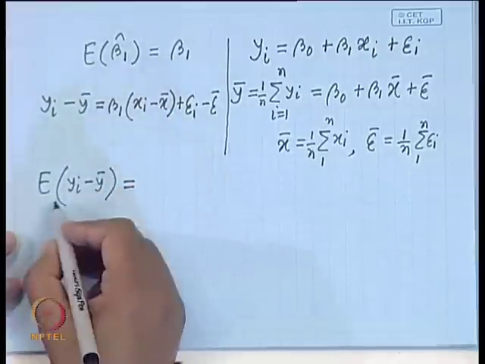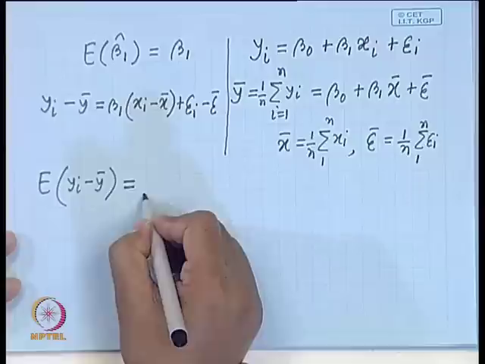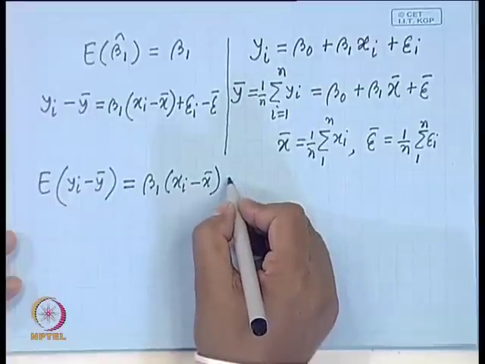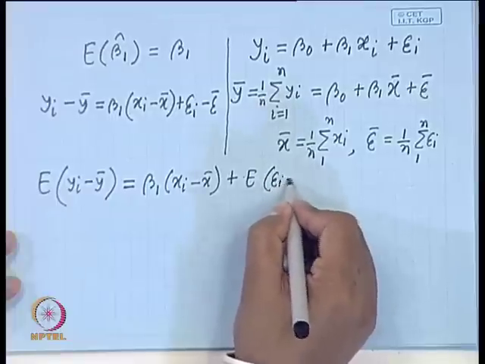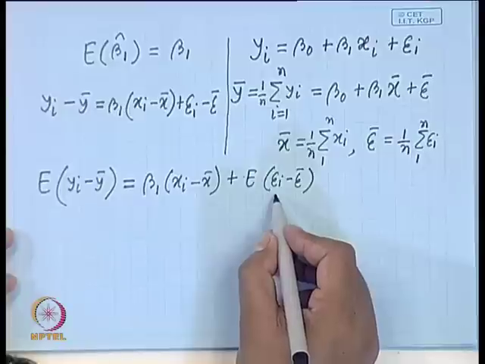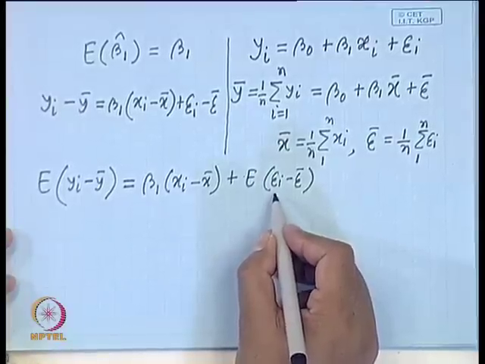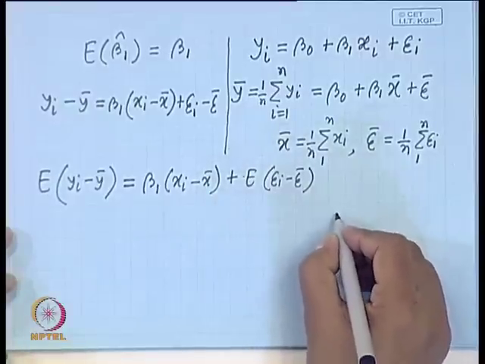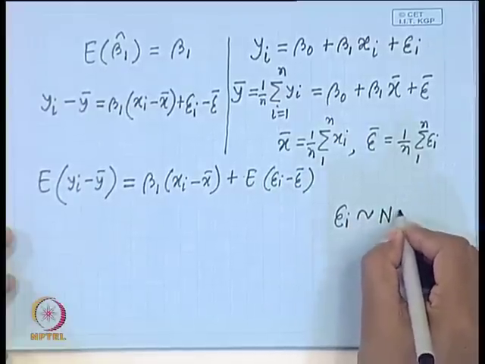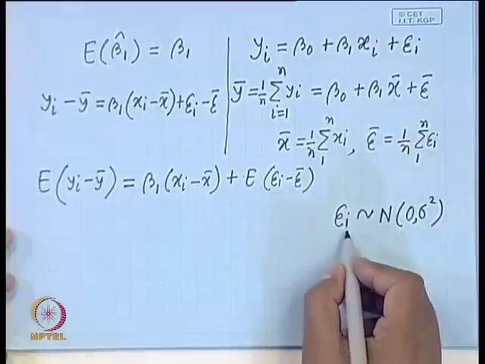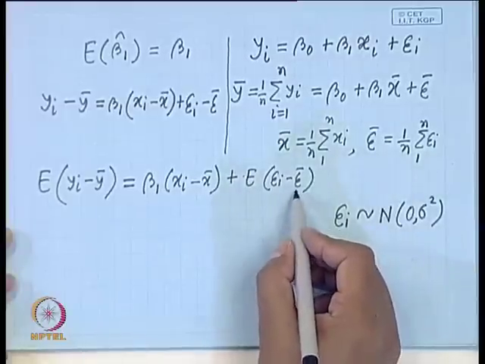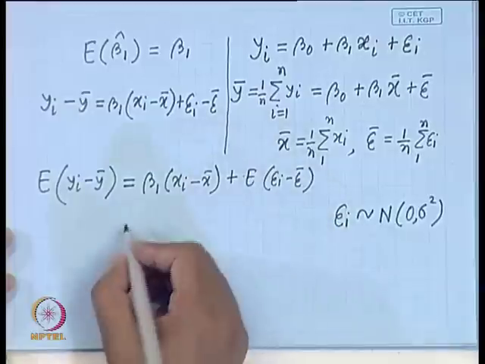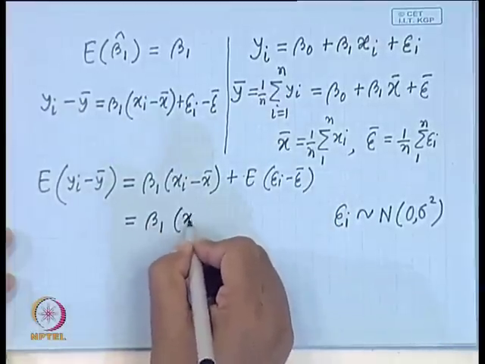Okay. So, the expected value of y_i minus y bar is equal to beta 1 (x_i minus x bar) plus the expectation of epsilon_i minus epsilon bar. Now, epsilon_i is the random error, which is a random variable, and we assumed that epsilon_i follows normal(0, sigma square). So, the expected value of epsilon_i is equal to 0, and similarly, the expected value of epsilon bar is also equal to 0. So, the expected value of y_i minus y bar is equal to beta 1 into (x_i minus x bar).